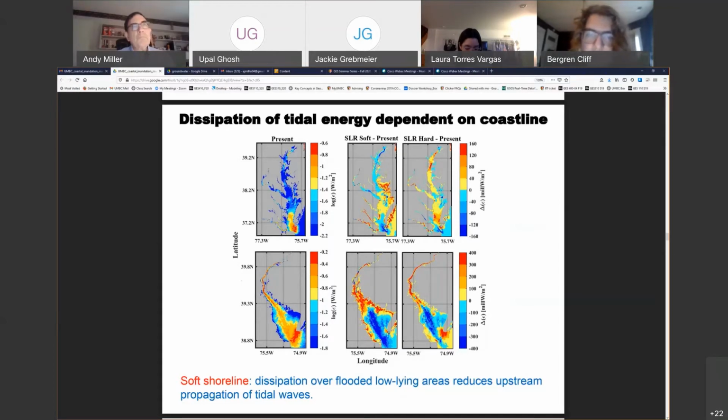If you have hard shorelines, you don't allow that, so a lot of tidal energy gets propagated upstream. And in Delaware Bay, same story. If you have a lot of soft shorelines, you allow the energy to be dissipated at those low-lying areas, so the tidal wave cannot propagate upstream as much. But if you have hard shorelines, the water feels less bottom friction, more tides get sent upstream.